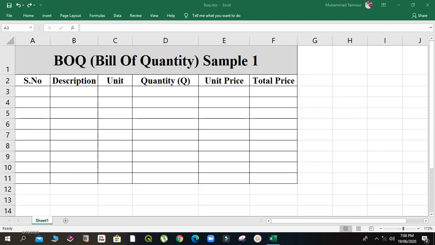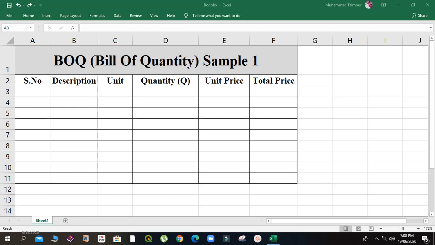So today's topic is BOQ, which means bill of quantity. BOQ is the short form or abbreviation of bill of quantity. We know that many people and students come across the problem of how to form a BOQ for their project work or site work. So in this video I will show you how to make a BOQ sample.